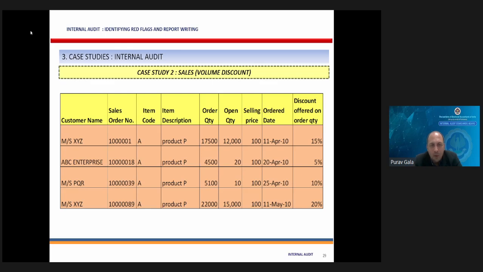Right. So we'll focus on this case study now, friends. This is the order quantity. This is open quantity. Open quantity is the one which is pending to be dispatched. The selling price, the date of order, and the discount offer. So, as auditors, what will you do when you review or come across this data?